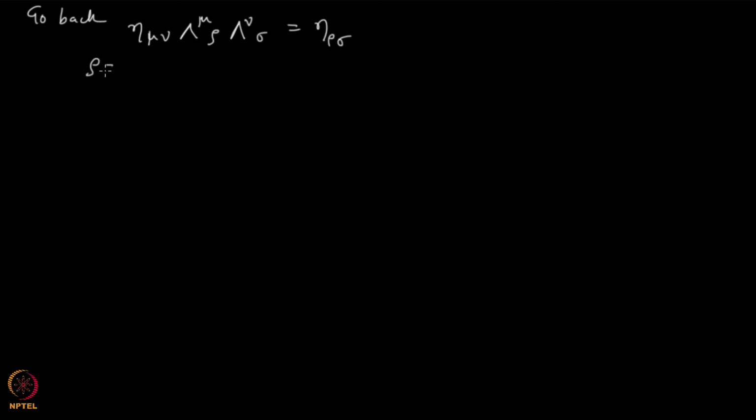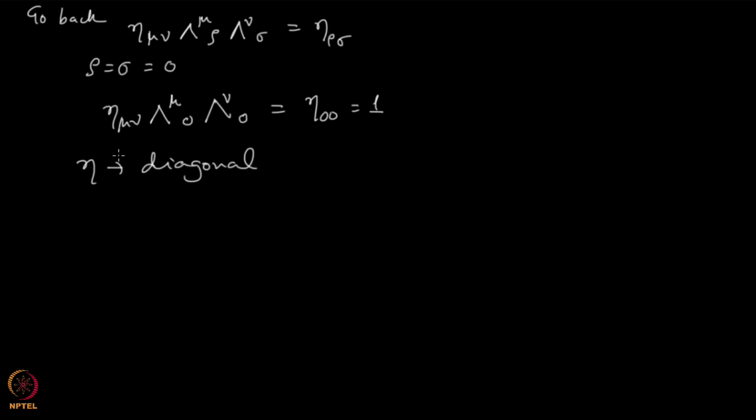But let me take now rho equal to sigma equal to 0, the time component. So, this one will be eta 0 0, and that will be -1. Sorry, we are using the metric with +1, so that will be +1. So, let me write down eta mu nu lambda mu, and I am putting rho equal to 0, lambda nu sigma, I am putting sigma equal to 0, and that will be eta 0 0, which is 1. Okay. Now, you know that eta is a diagonal matrix, meaning unless mu and nu are equal, this will vanish and give 0. So, I am summing over all possible mu and nu, right, that is what I am doing.